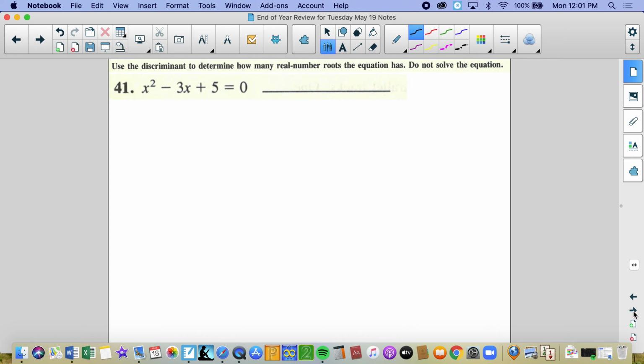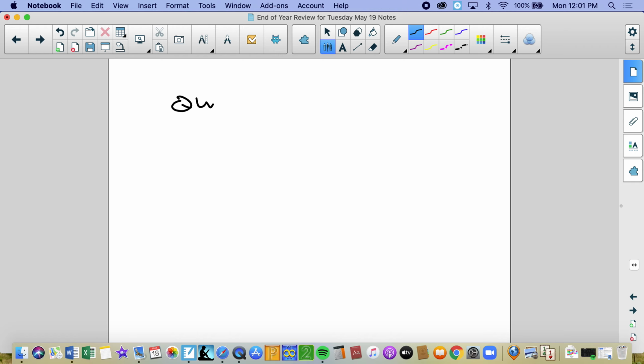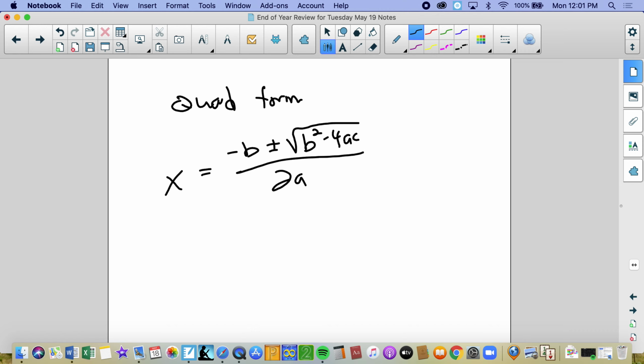So when we talk about the discriminant, we're talking about the quadratic formula. The quadratic formula states x is equal to the opposite of b plus or minus square root of b squared minus 4ac all over 2a. Now the discriminant is going to be this value right here: b squared minus 4ac.